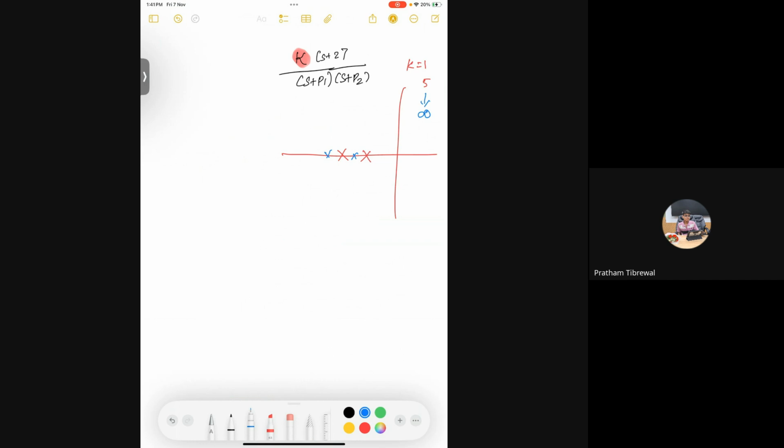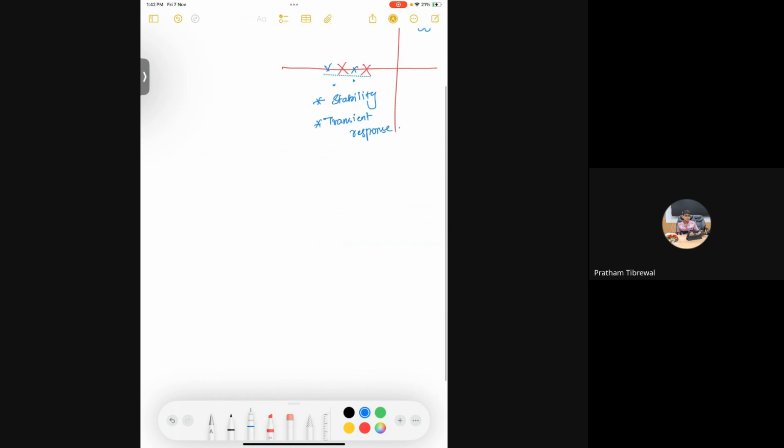Why is this important? Because the location of the poles determines the stability of the system. This is the first important aspect. The second thing is it determines the transient response of the system. So based on the location of poles, it determines the stability and the transient response. We are interested in seeing how changing the gain affects the location of the poles and thereby indirectly affects the transient response and the stability of the system.